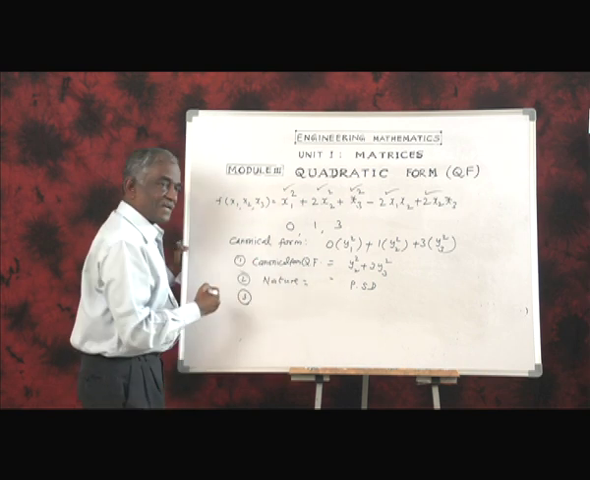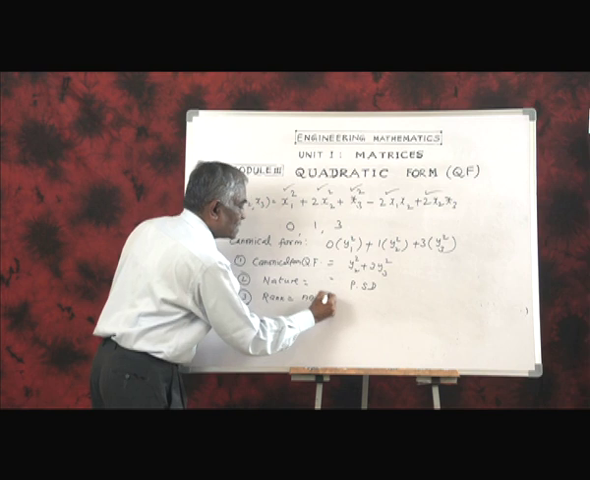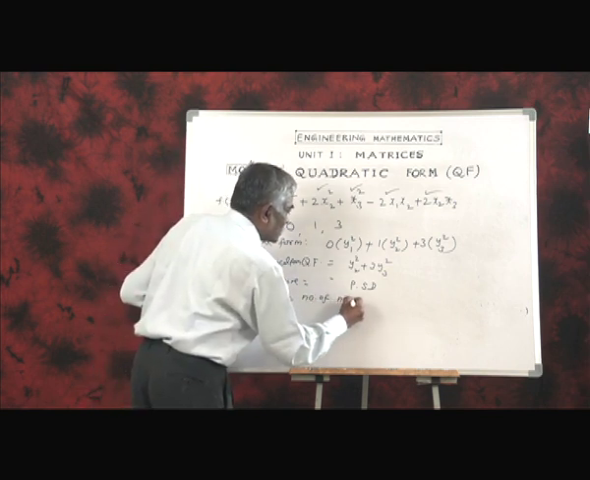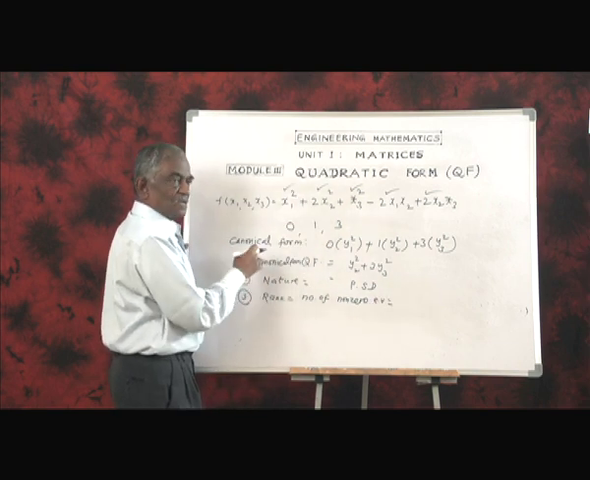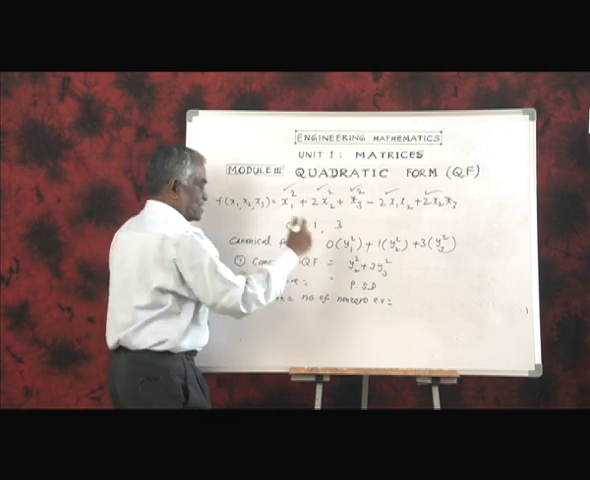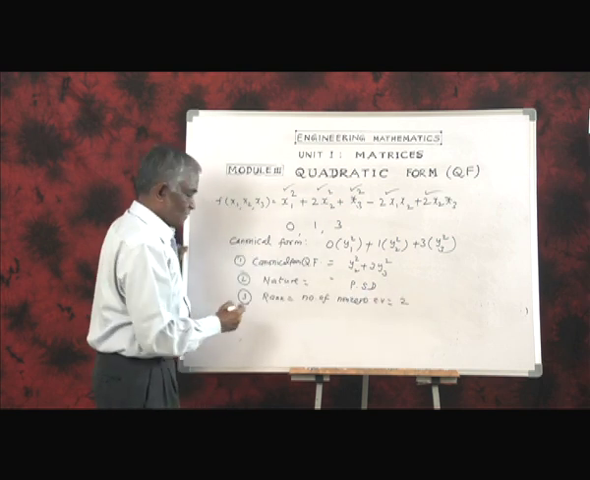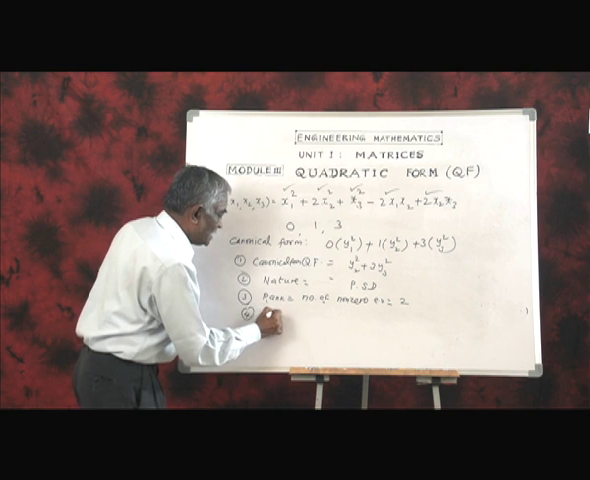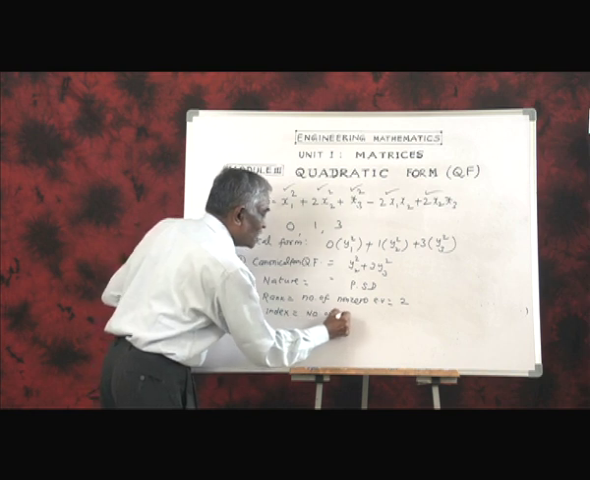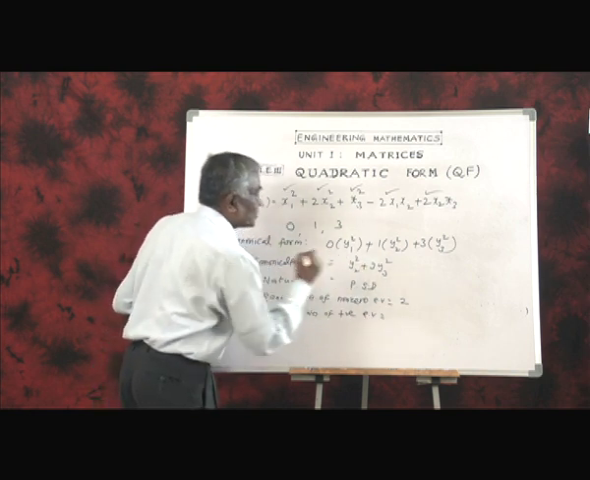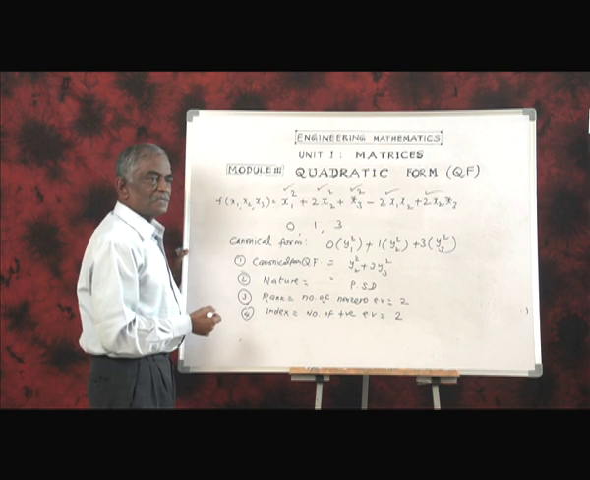So I will simply define rank as the number of non-zero eigenvalues. How many eigenvalues are there which are not 0? You have two eigenvalues which are not 0. Therefore, the rank is the number of non-zero eigenvalues, which is equal to 2. Then number 4, index. The index of the quadratic form is equal to the number of positive eigenvalues. Here there are 2 positive eigenvalues, therefore the index of this quadratic form is 2.